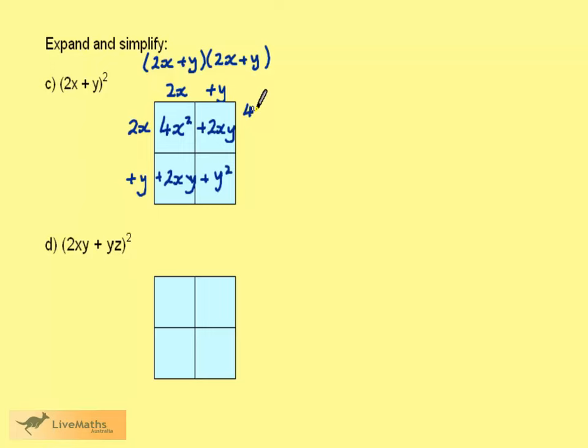So we have 4x squared plus 2xy plus 2xy plus y squared. And tidying, this gives us 4x squared, 2xy plus 2xy is 4xy, and then we have the y squared.